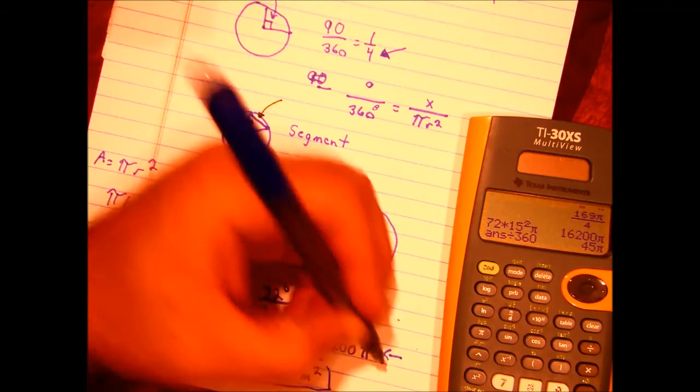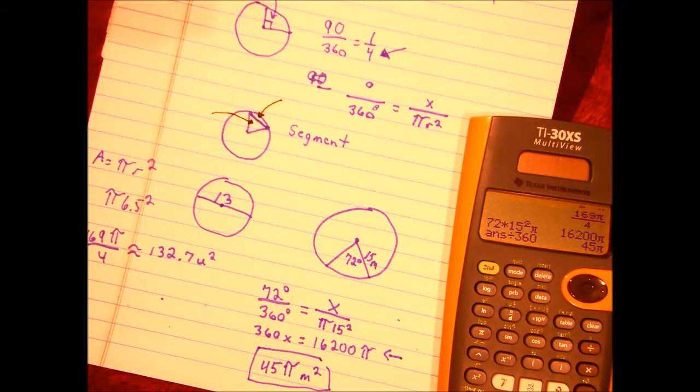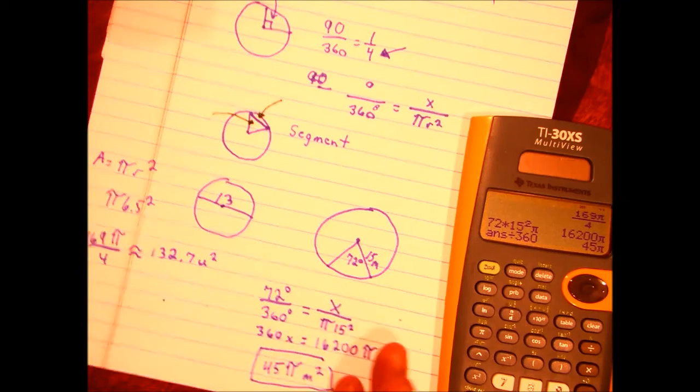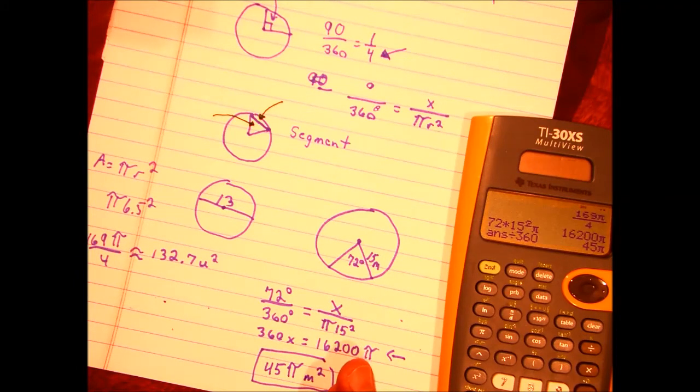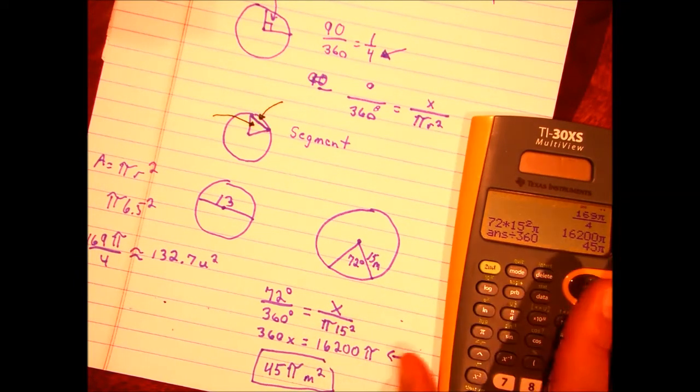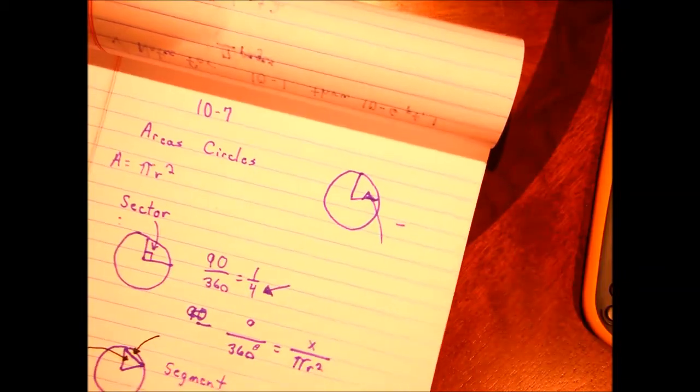This would be the area of the circle. Okay, and we're looking for 72 degrees of 360, which would be 45 pi of the 1620. All right, good so far. So we've been able to find the area of the circle, and then using that formula, we've been able to use it to find the area of a sector. Okay, so we're going to move forward.